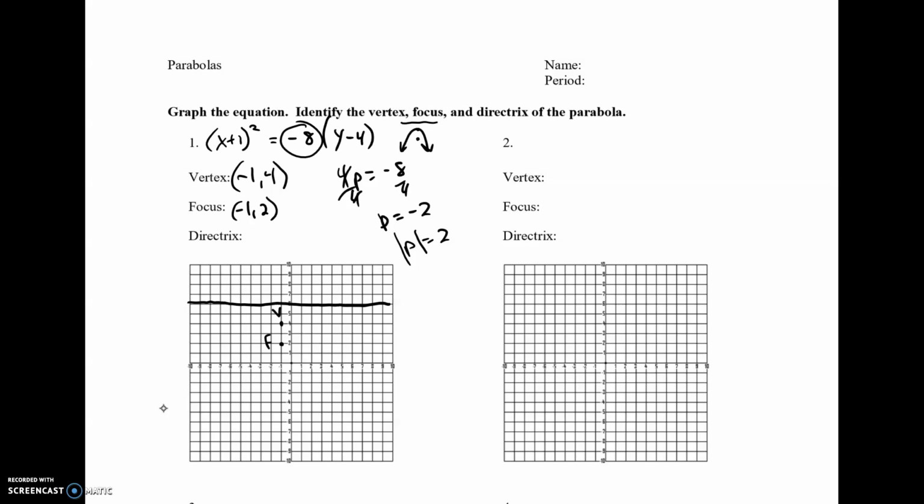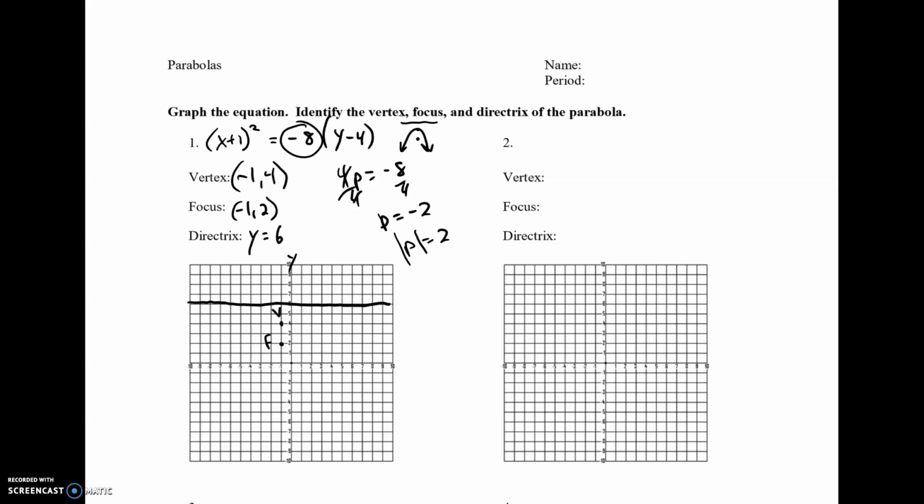Okay? All right, so the focus is this point right here, (-1, 2). The directrix, it's crossing the y-axis. Remember, the directrix needs an equation. It's not a point, it's a line. So y equals 6. Okay, there we go. Now, the only other thing we have to do is graph this.